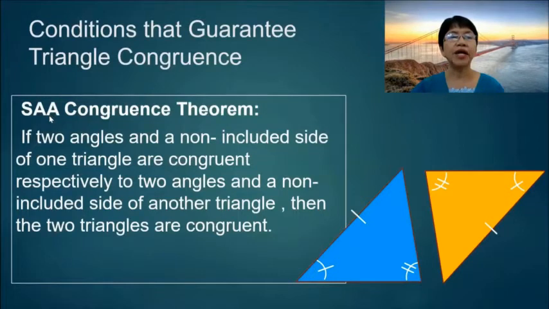And lastly, we have the SAA congruence theorem. If two angles and a non-included side of one triangle are congruent respectively to two angles and a non-included side of another triangle, then the two triangles are congruent. So we have two angles here and the non-included side of the triangle congruent respectively to the two angles and the non-included side of the other triangle. Thus, the two triangles are congruent.